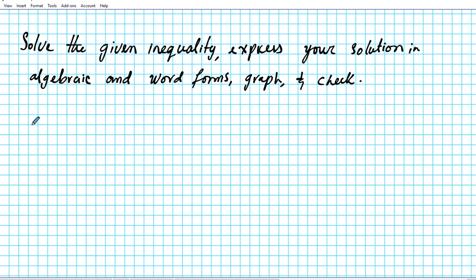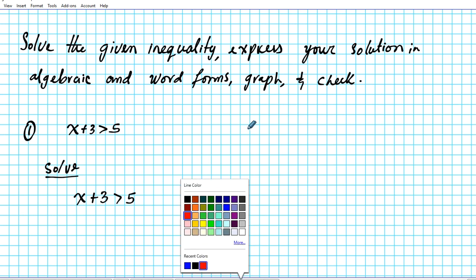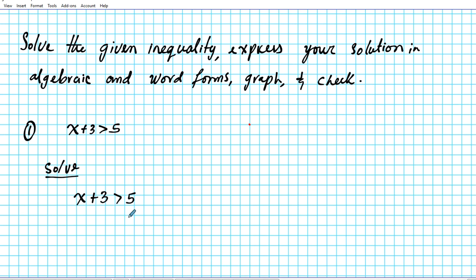Okay, so for number 1, the question that we are going to consider is x plus 3 is greater than 5. So let's go ahead and solve this inequality first. We have x plus 3 is greater than 5. Ladies and gentlemen, this is a one-step inequality. What does that mean? You can isolate the variable in just one step. Do you see what that one step is? The one step is simply to subtract 3 from both sides and you achieve the solved state.